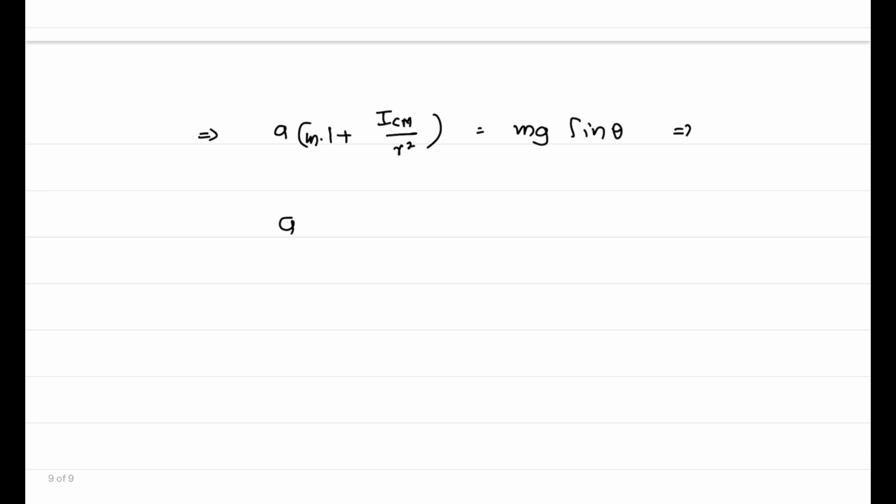Ultimately we are interested in the equation of motion, finding the acceleration of the body. A is equal to mg sin theta divided by m plus ICM by R square. This is the equation.